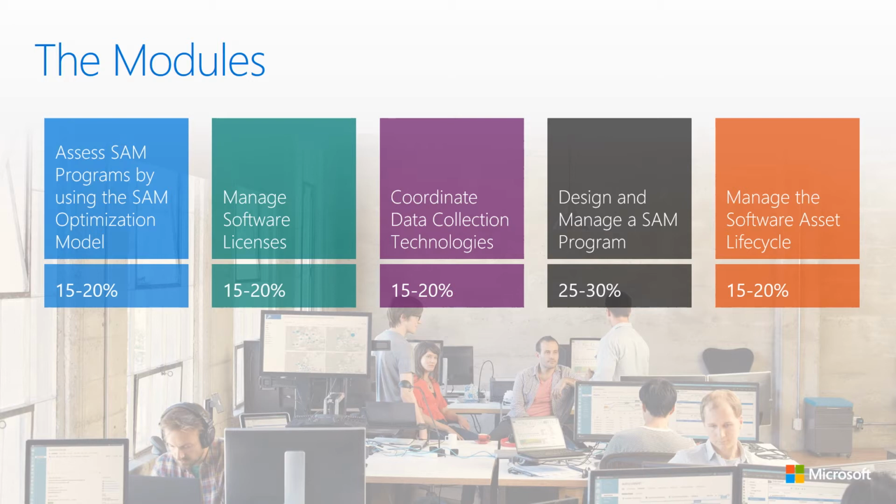Then Module 4 is about setting up a SAM program and making SAM part of the infrastructure of an organisation. At this point, we'll look at the importance of securing executive sponsorship and funding, and then how to design, implement and maintain a SAM program, as well as creating and maintaining a SAM program improvement plan. And finally, Module 5 is about managing the software asset lifecycle, and we'll look at managing request, acquisition, deployment and retirement processes, as well as how to track consumption and how to optimize assets. But let's get started with the content of Module 1.